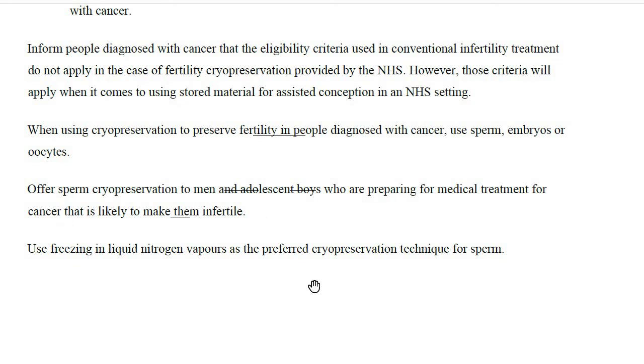So when using cryopreservation to preserve fertility in people diagnosed with cancer, whether sperm, embryos or oocytes, we should follow the standard guidelines. Offer sperm cryopreservation to men and adolescent boys who are preparing for medical treatment of cancer that is likely to make them infertile. Then use freezing in liquid nitrogen vapors as the preferred cryopreservation technique for the sperm.